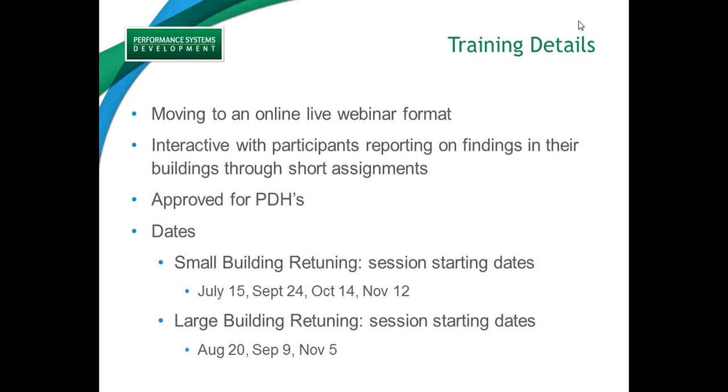And the dates we're looking at, we have scheduled. The beginning date of each session are here for the small building and the prescriptive retuning that I've discussed so far. And then the large building retuning, that's the data-driven one using trend data from the building automation system. That's also going to be provided as an online training in these dates. So are there any questions, feedback about the training?